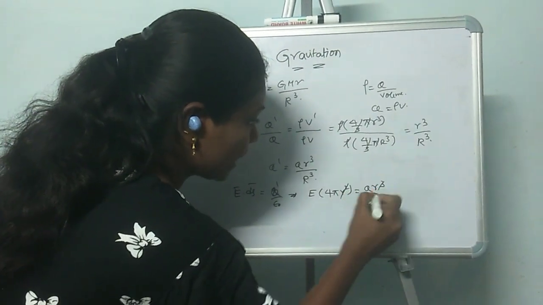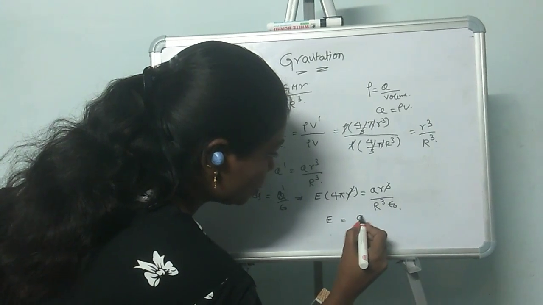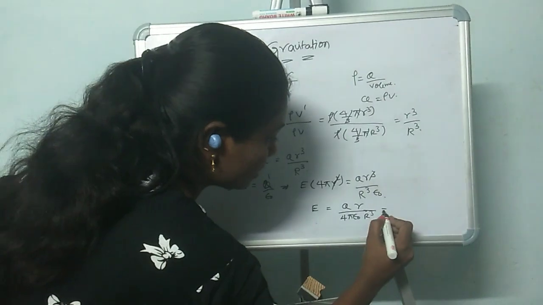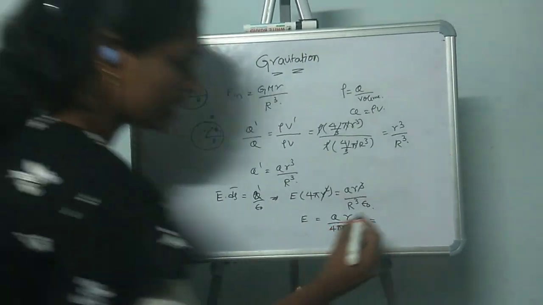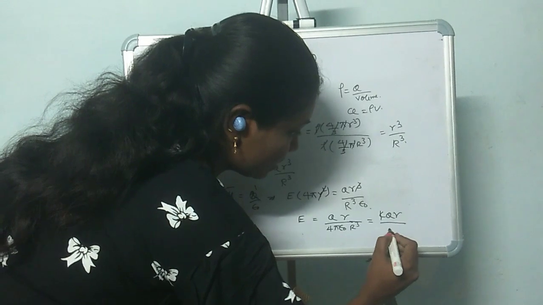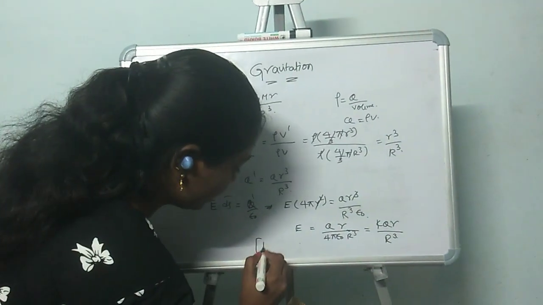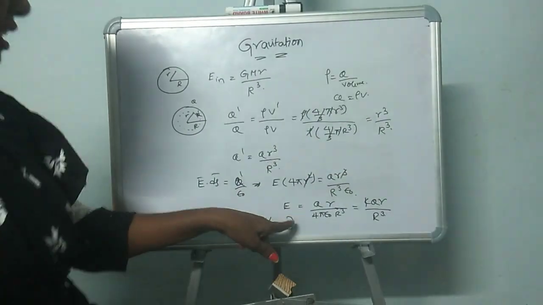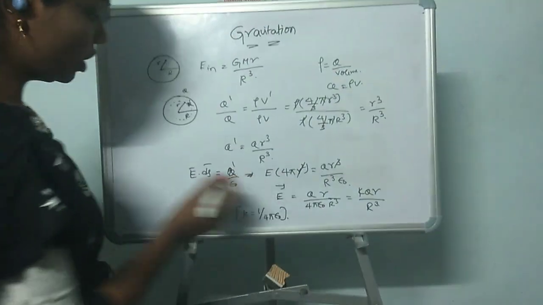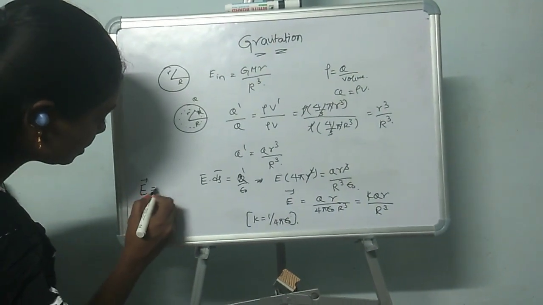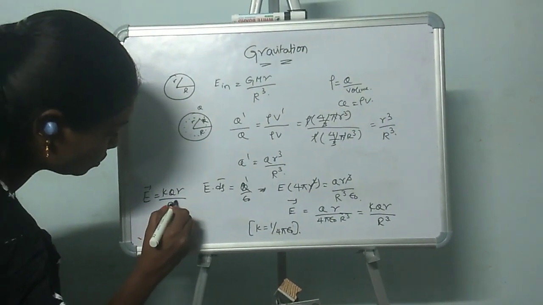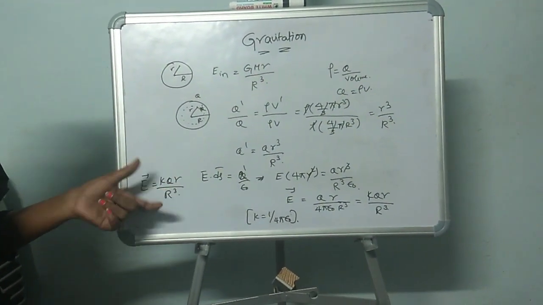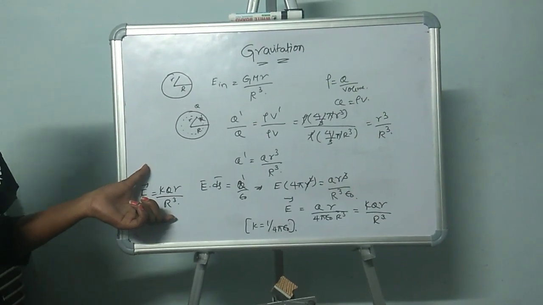That equals Q by 4 pi epsilon naught R cube into r. That equals 1 by 4 pi epsilon naught, which is k, q r by R cube. We can take k equal to 1 by 4 pi epsilon naught. In this way, E bar equal to k q r by R cube. So it is the electric field intensity for charges.